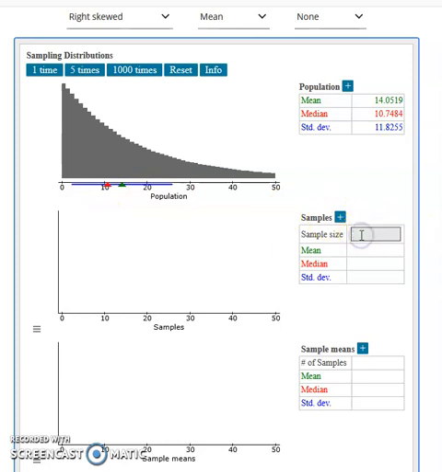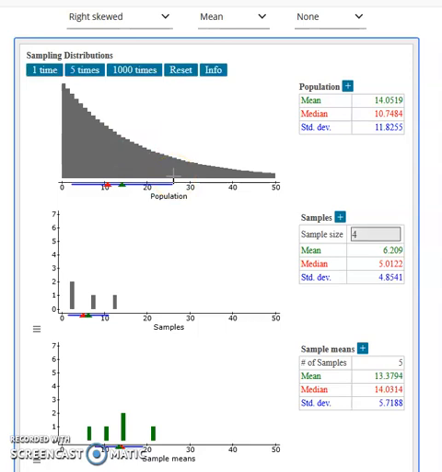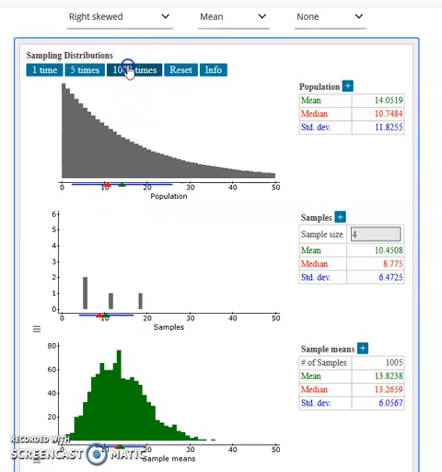And let's do our sample size of 4 again. And let's just run to doing that 5 times first, and then we'll go to 1,000. We're more likely to get things from the lower end of this population because it's not symmetric. Okay, that's 5. It looks like they're clustering right around the mean of the population, so that's good.